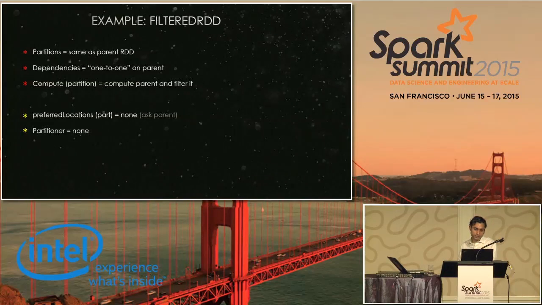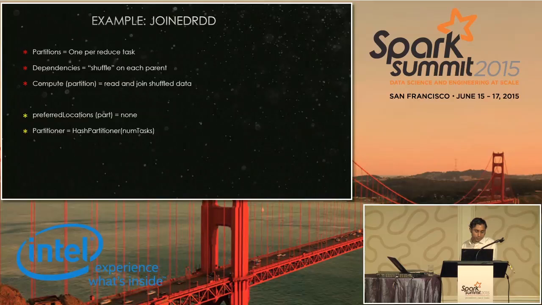There's no partitioner set here, because once again, we're not moving things between partitions when we do a filter transformation. If there's 1,000 items in the first partition in the parent, then in the filtered RDD it might be 800 items. But you're not going to move some of the data from partition 1 in the parent to some totally different partition in the child. Finally, we'll look at joined RDD.